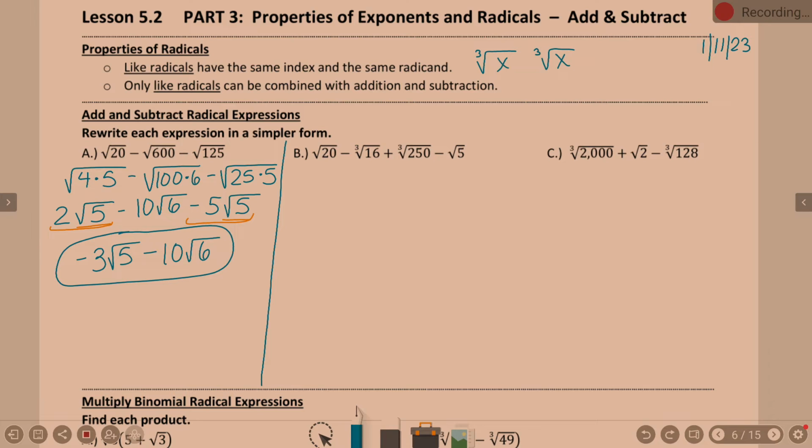Okay, let's try B. Square root of 20 minus cube root of 16 plus cube root of 250 minus square root of 5. Can I add and subtract it as is? No. My recommendation, go through and do all the simplifying you can. Square root of 20. What do we know about square root of 20? Didn't we already talk about this? 20 divides by the perfect square of 4. So that is 4 times 5. The square root of 4 is 2. So we have 2 square root of 5.